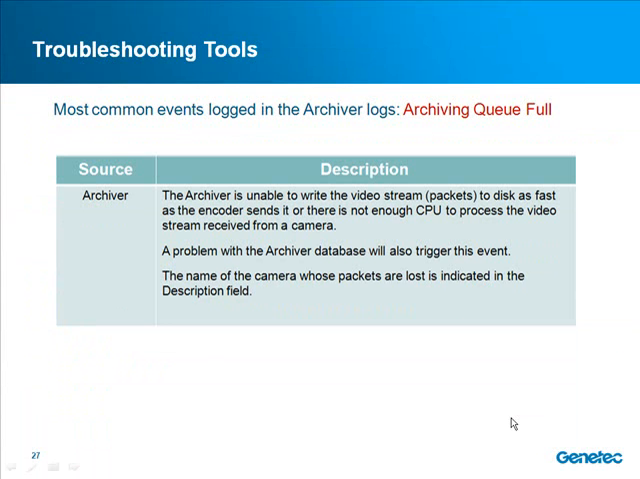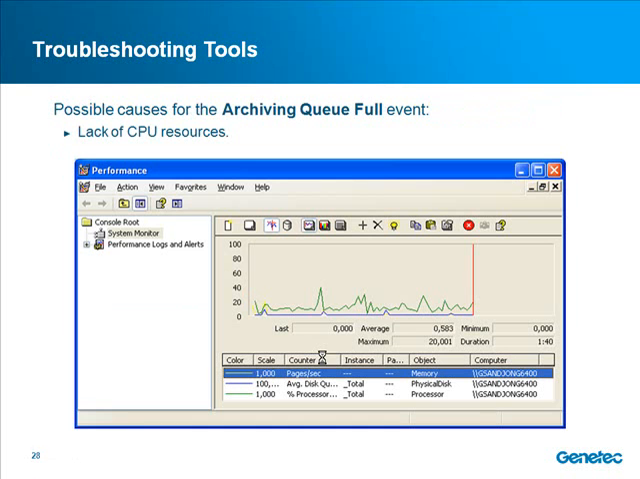One of our main events that is a sure sign of trouble is the archiving queue full message. It's a bit of a broad event, but basically what it means is that the archiver is not able to write all the packets that are being sent from the encoder or camera. This could be because the actual storage device could not write the packets fast enough, because there are not enough CPU resources to handle the packets, or it could be a problem with the archiver database. In the description field of the event, you will see the name of the camera which has generated the event. There are several things to check to find the source of the problem.